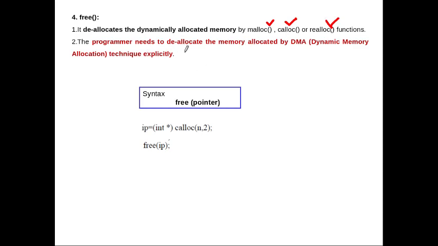To deallocate the memory, you have to use the function free. The syntax is you just write free and pass the pointer variable which is holding the beginning address of the memory allocation. Suppose you want to free the allocated memory, then you use the function free and specify the pointer variable. All the memory which is allocated by dynamic memory allocation functions will be released.